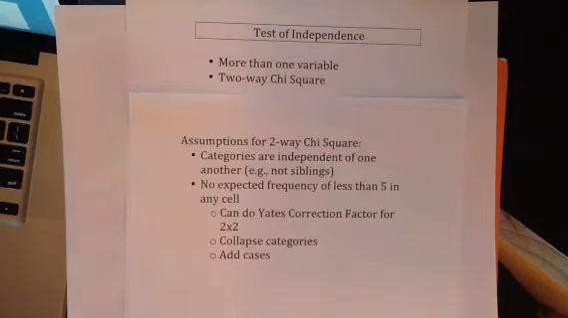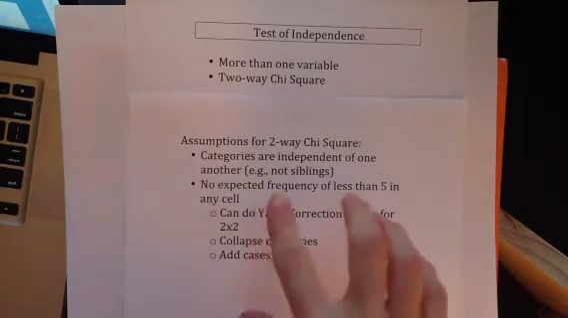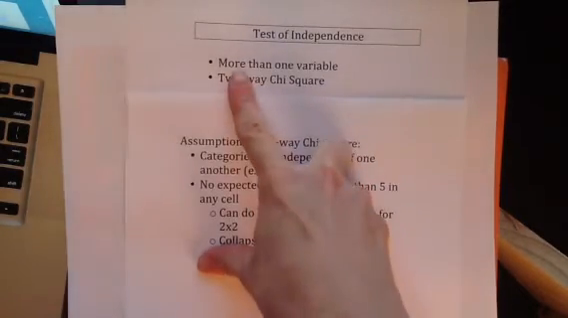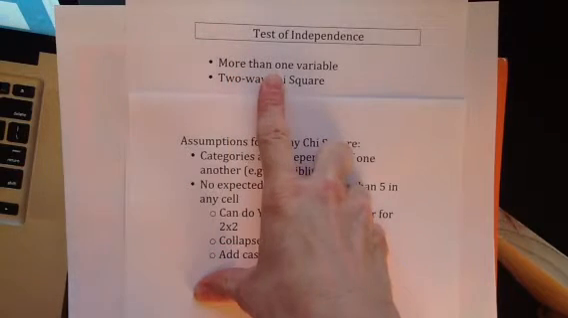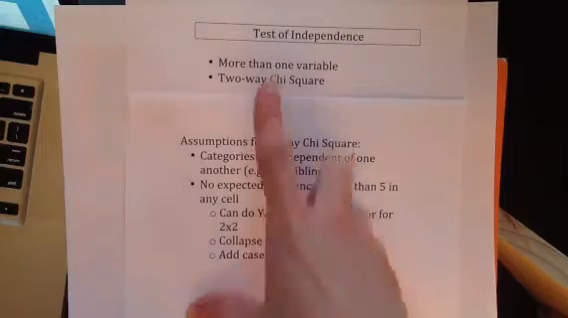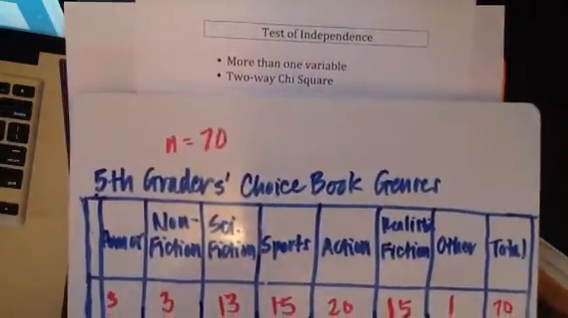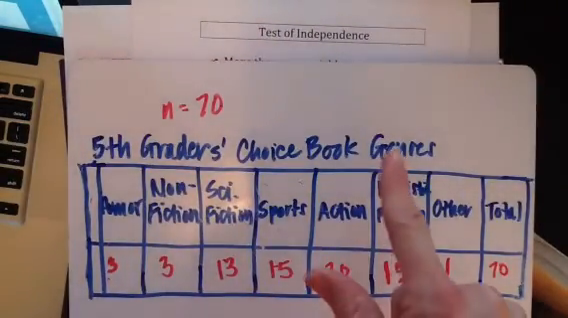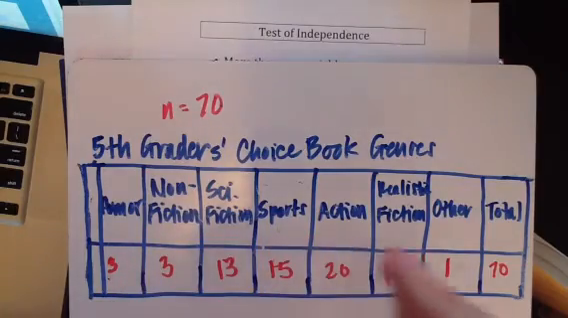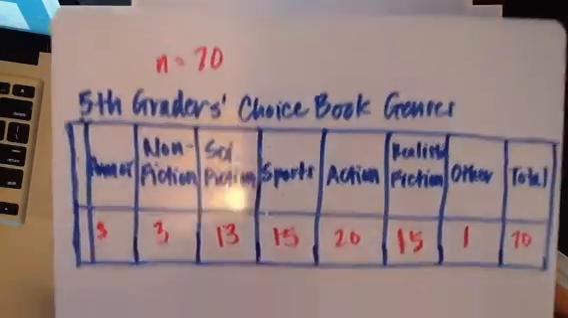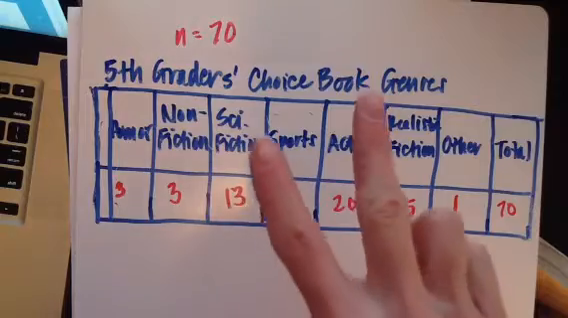Okay, so before we go into our example regarding fifth graders' choice book genres, let me just point out a couple of things. First of all, the test of independence is used when you have more than one variable. In the example we used previously for goodness of fit, we were looking at fifth graders' choice book genres for all the students put together. This time we're going to break it into males and females. So we'll actually have two variables.